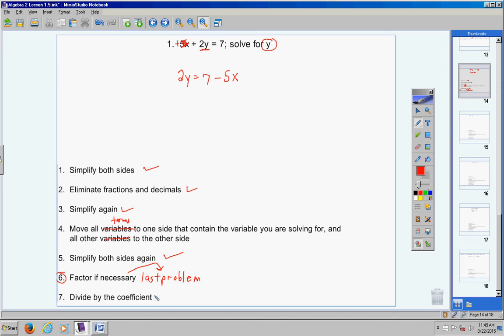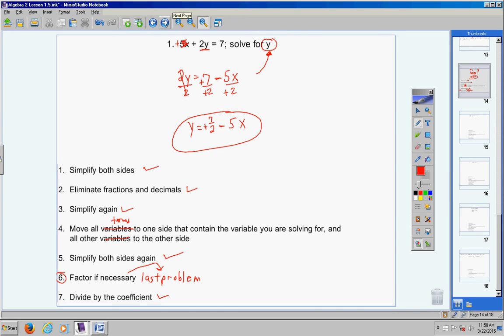Last step, divide by the coefficient. Well, my coefficient is 2, so I divide each term by the coefficient, each term. So these cancel, and I'm left with y equals 7 over 2 minus, or negative, 5x over 2. Now, I had a positive divided by a positive. That's why this stayed positive. I have a negative being divided by a positive. Negative divided by a positive is a negative 5x. Now I know I'm finished because y is all by itself. And that's what I'm solving for, y. Now that's pretty simple stuff, not too bad, okay?